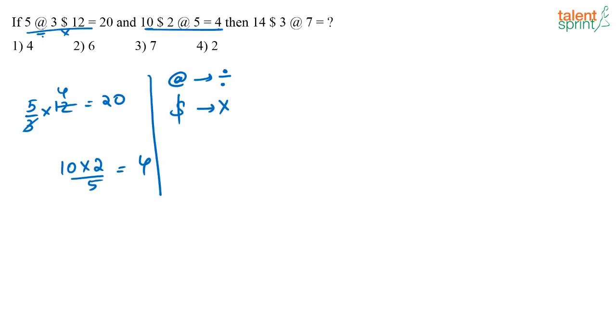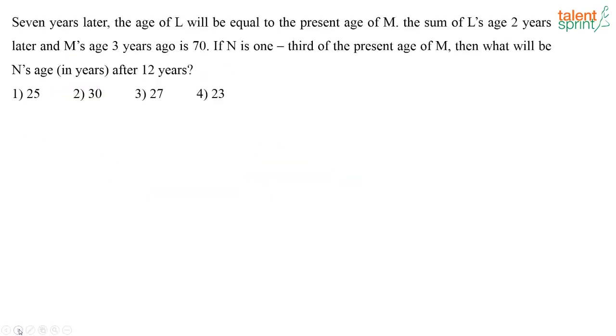So what will be the answer here? 14. Dollar is nothing but multiplication into 3 divided by 7, or what is it that you will get? 3 2s are 6. 6 is your answer. Option 2. Next one.